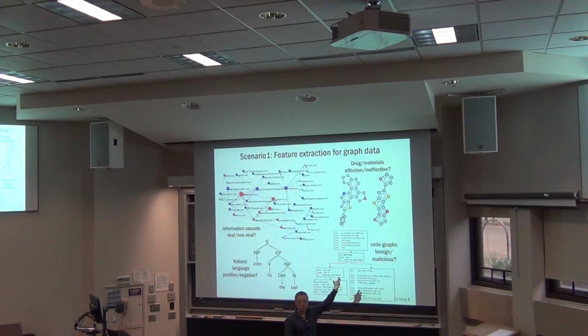So what you want to do in this case is take this graph as input, each individual molecule, and make a prediction about its effectiveness in terms of treating some disease, or if it is some kind of solar panel material, you want to make a prediction of how effective it is for essentially converting sunlight to energy.